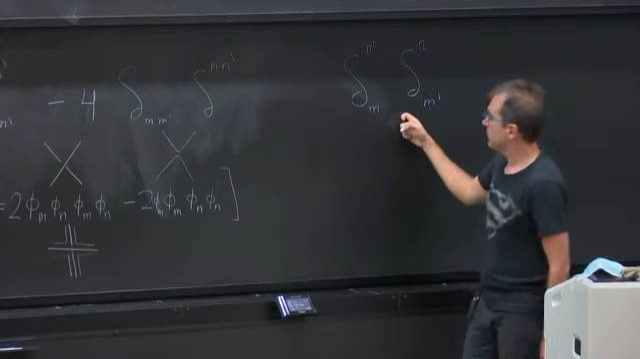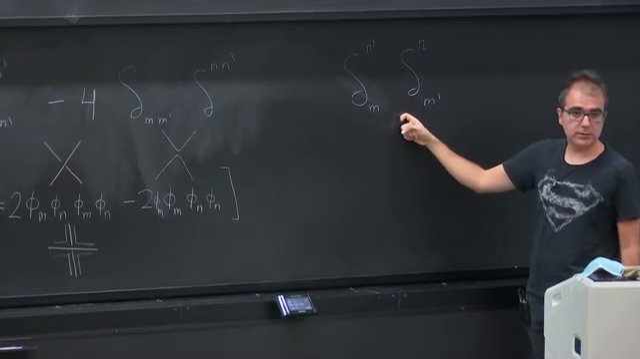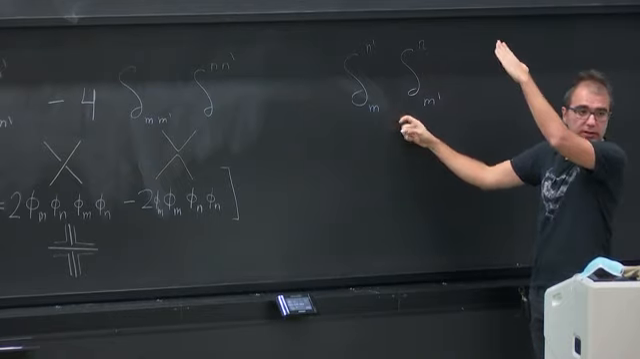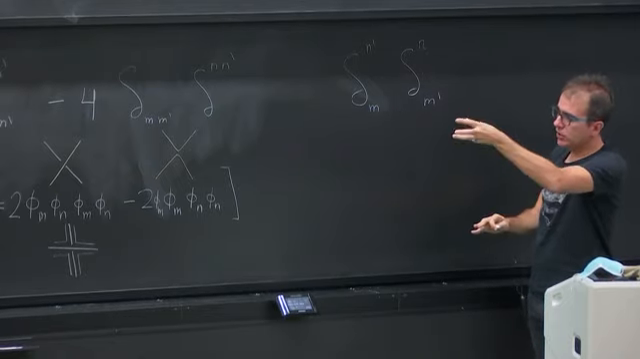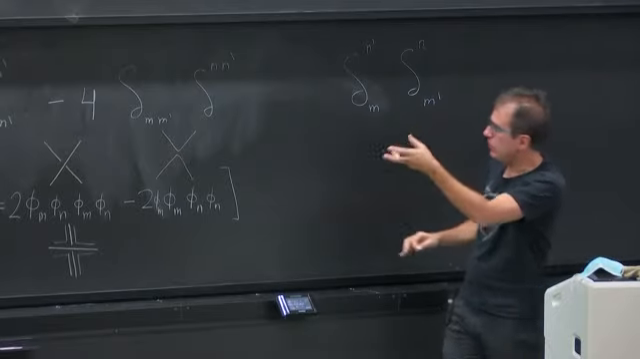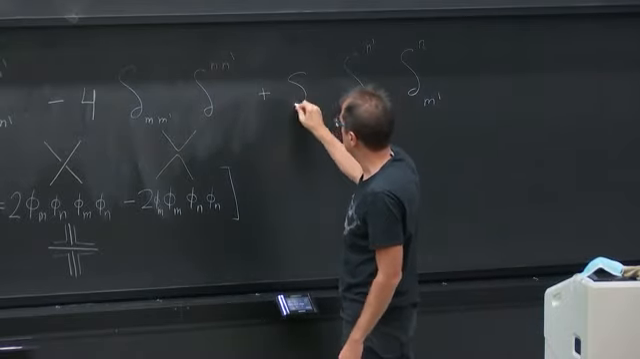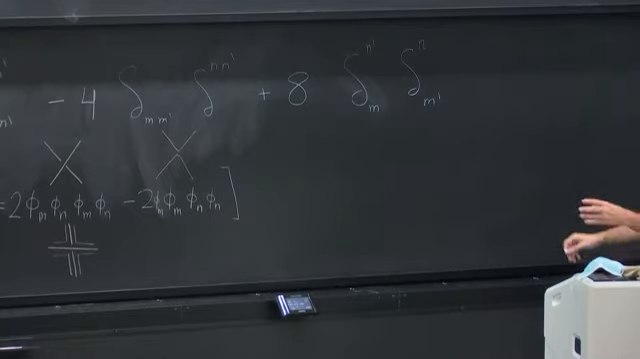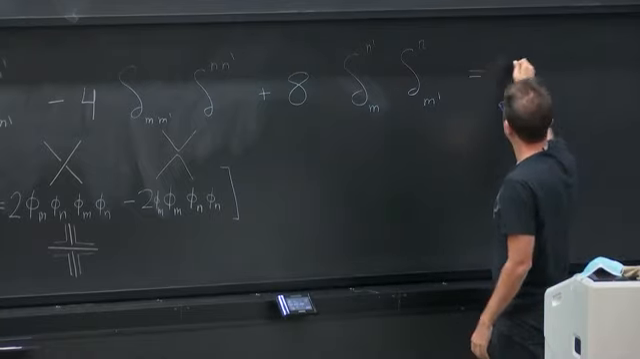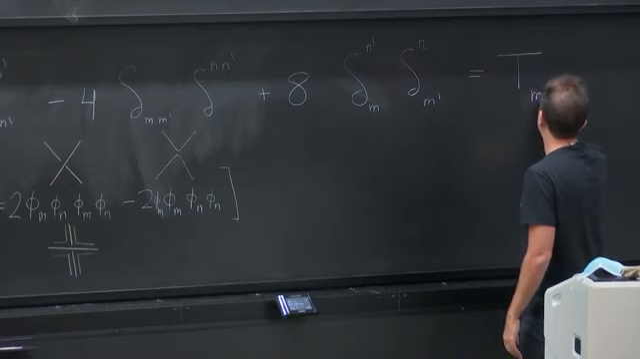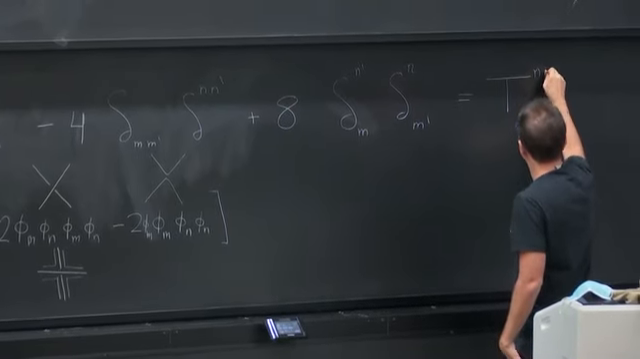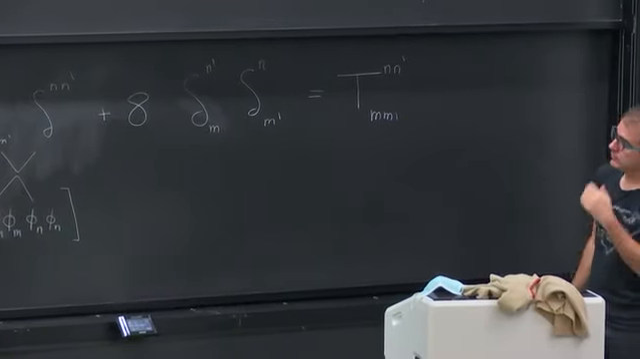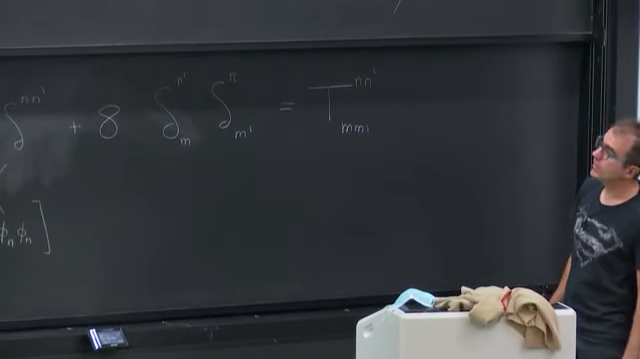And what about this one? Now, the first, right? Because they connect cross, right? And any rotation of the vertex gives me the same thing. So there are 4 possibilities. So +8 times that. And so this thing here is that tensor T m prime n prime. Right? This is that combination up there.